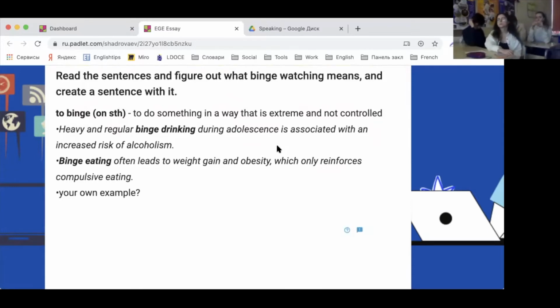Let's have a look at these examples. So read them first. Heavy and regular binge drinking during adolescence is associated with an increased risk of alcoholism. You probably know that. It's when people drink in an uncontrolled way quite a lot. Binge eating leads to weight gain and obesity, which only reinforces compulsive eating. It's when people can't control it and they eat a lot. So binge watching is very similar.